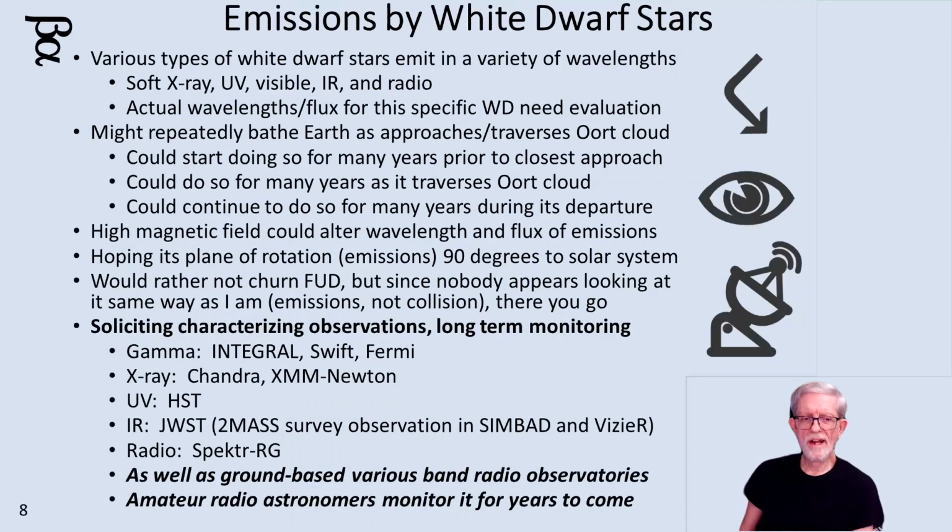So the emissions by typical white dwarfs are soft X-ray, ultraviolet, visible, infrared, and some radio. The actual wavelengths for this specific white dwarf need to be evaluated. It might repeatedly bathe the Earth in its radiation as it approaches, traverses, and then departs from its interactions with our solar system. Given that, if its emissions are at significant wavelengths or energy levels, then it could start impacting us many years before it ever gets to closest approach, and it could continue to impact us many years after it traverses and passes away from us.